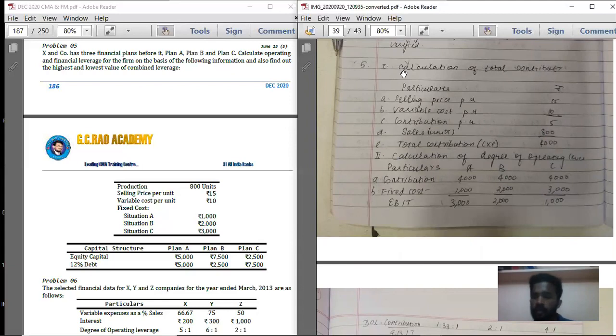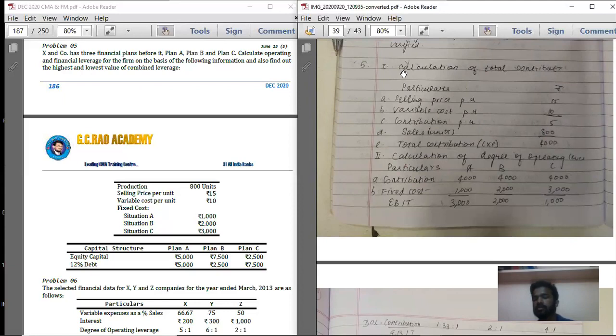Statement number 2, calculation of degree of operating leverage, DOL. Below that, draw a 4 column table. First column particulars, second column A, third column B, and fourth column C. Below the particulars, small a, contribution. In all 3 columns put 4,000 rupees: 4,000, 4,000, and 4,000.